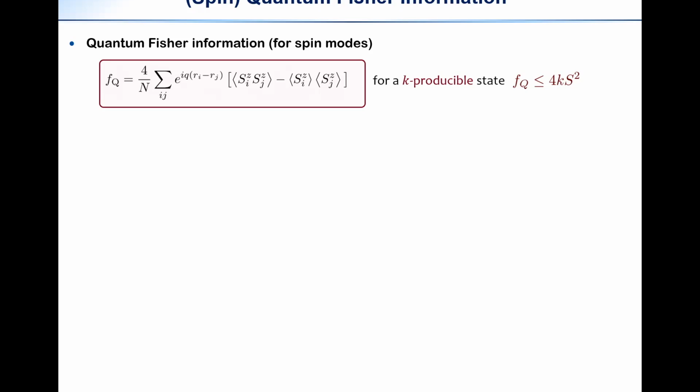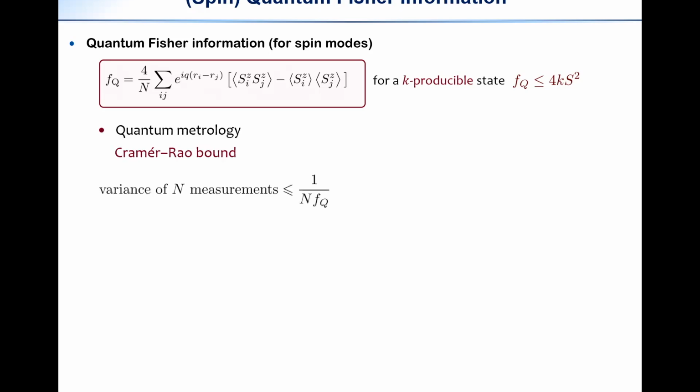And because there is a factor of 4, there is also a factor of 4. That's because of the convention. So we can use this quantity to identify the entanglement depth in the spin system. This is related to quantum information and quantum metrology by the Cramér-Rao bound. This is the bound of the uncertainty when you measure a system by unitary transformations. The variance is controlled by the quantum Fisher information.